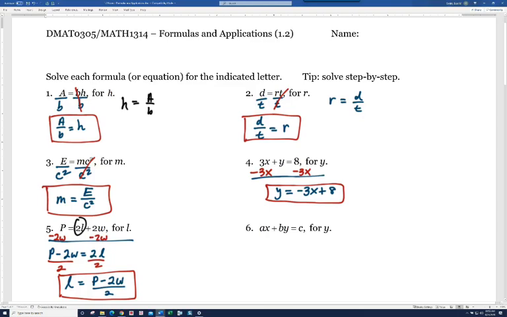All right, I would encourage you to try number 6, and if you can solve that one, you're doing great so far. All right, so let's see how you did.